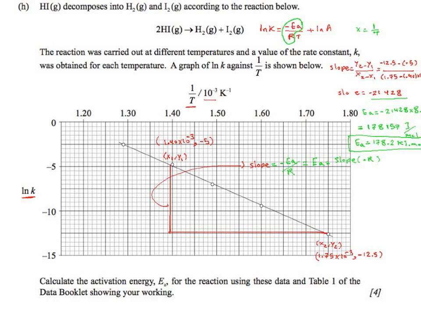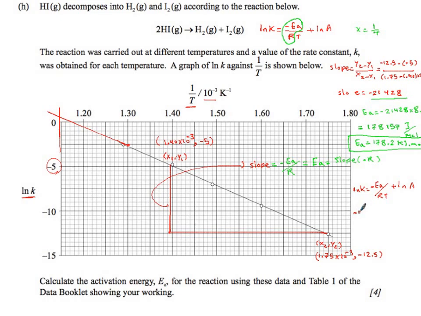If you are being challenged to calculate your A, or frequency factor, you could extrapolate and go here and read it from the graph, or you can calculate it. I'm going to calculate it. So to calculate that, I'm going to say natural log of k is minus Ea over RT plus natural log of A, and I'm going to take this point here.